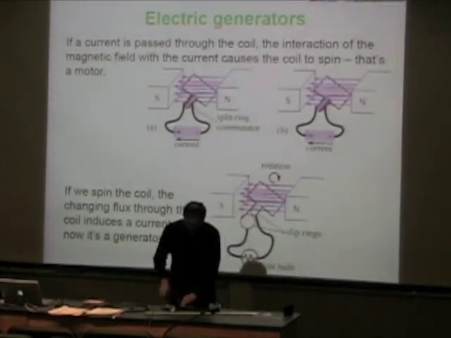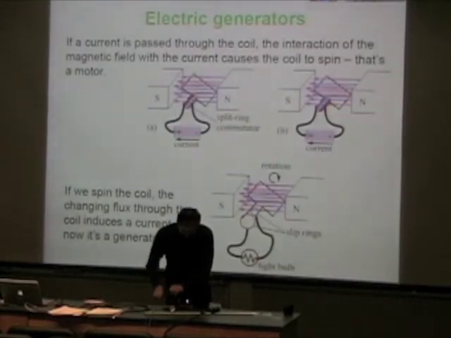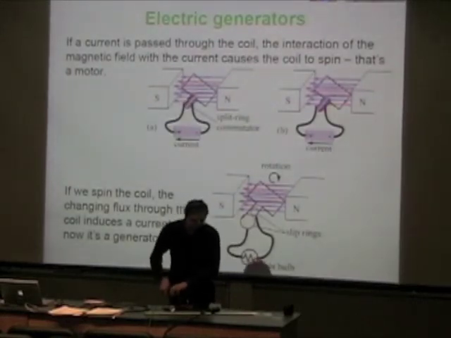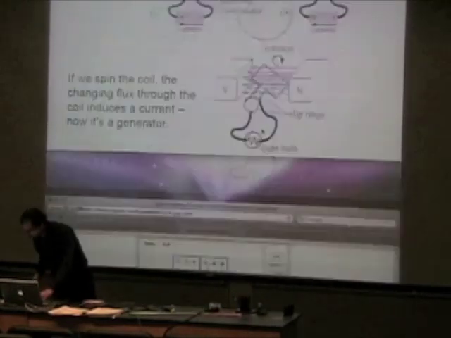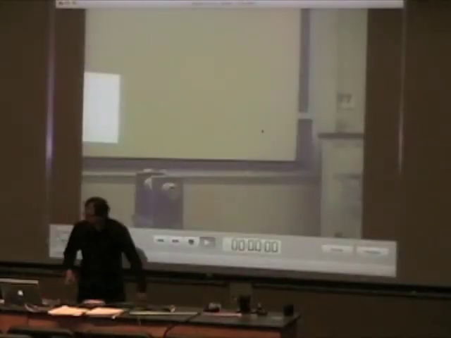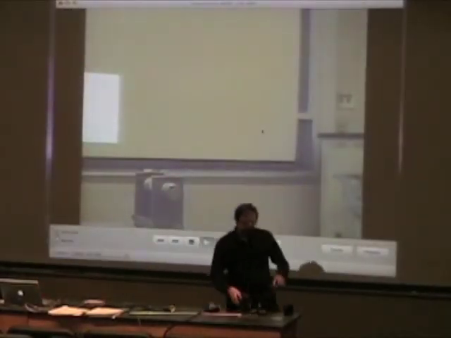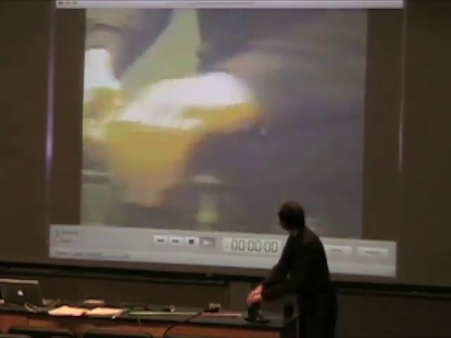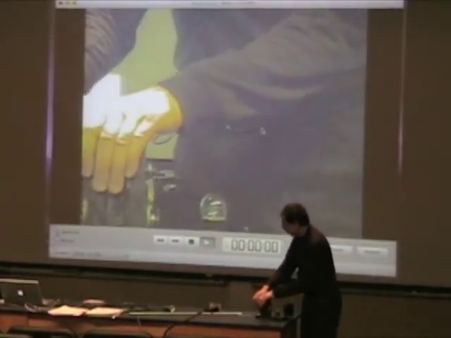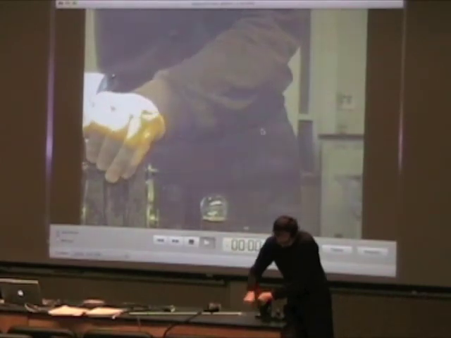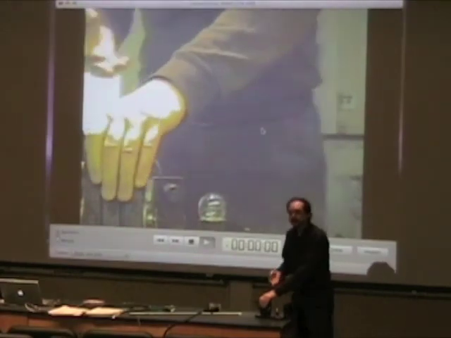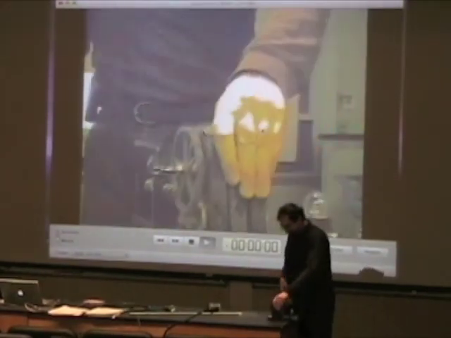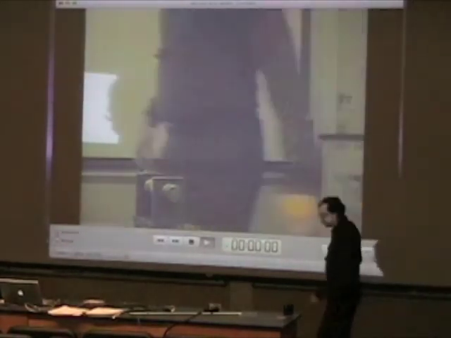Or this one. I have to work really hard. Where do I aim? Here. Well, that's how it works, basically. Again, a lot of mechanical energy we can transform into electrical energy. And how does the generator work?